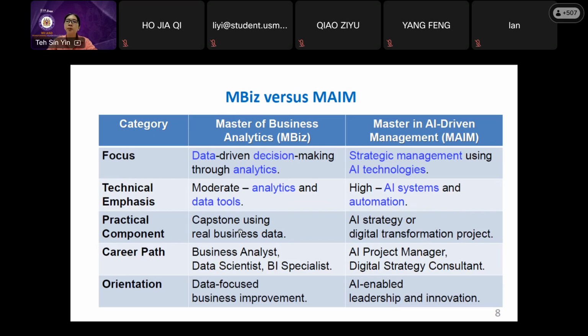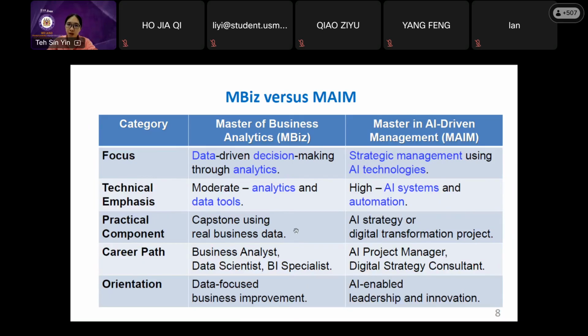Very good, thank you. And for MAIM, when they do the project, most of the time they do a digital transformation project, like how to transform their department, how to transform their industry into an AI-driven industry. So it is more on AI strategy or digital transformation projects, which is quite different from the business analytics lab project.